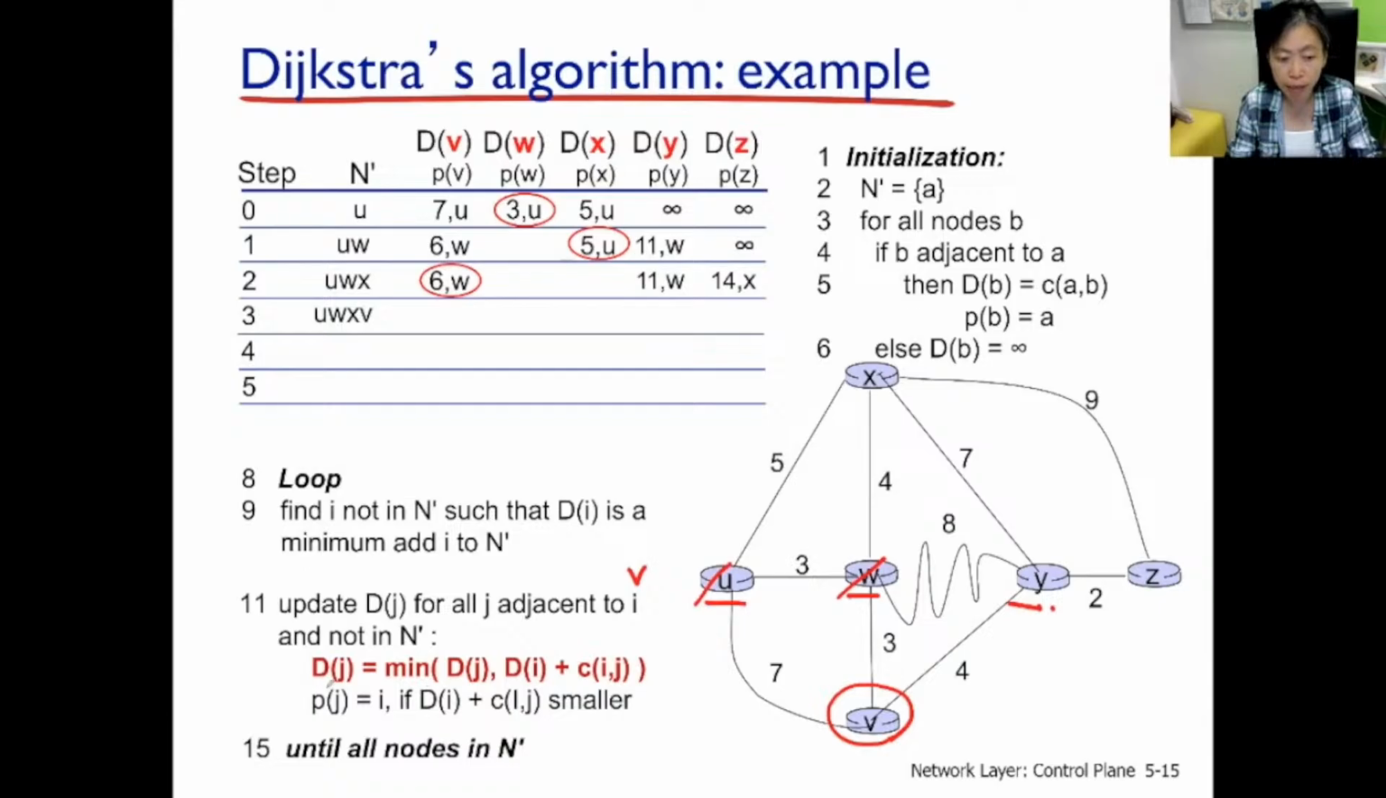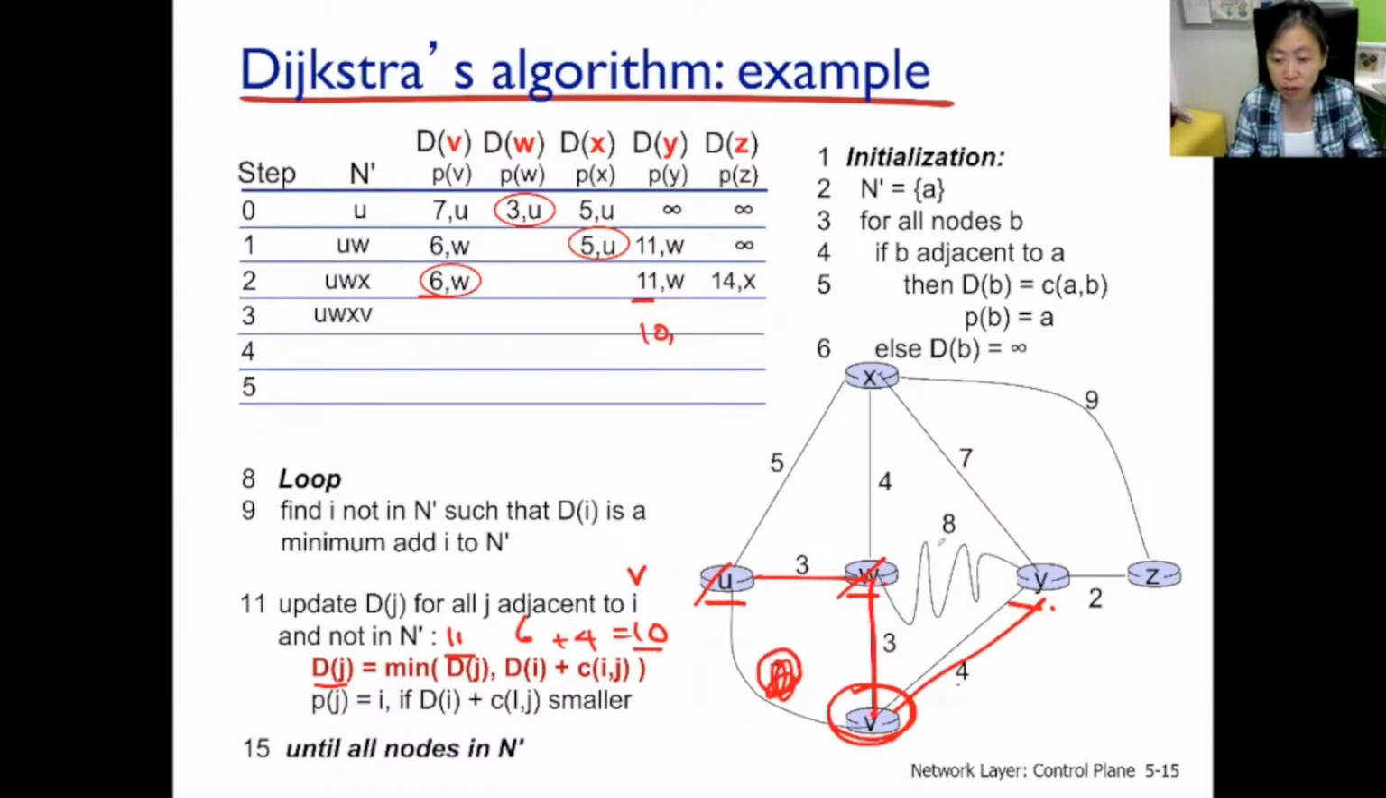So we'll be updating DY. Existing DY, 11, right here. So if V here is the hopping platform, the cost to go to V is actually what? 6, okay, through W. The link cost from V to Y is what? 4. So 6 plus 4, 10. Is 10 better than 11? Yes, it is. So let's update it.